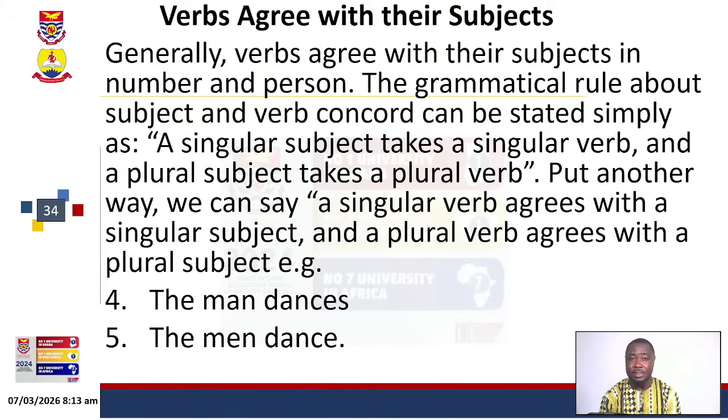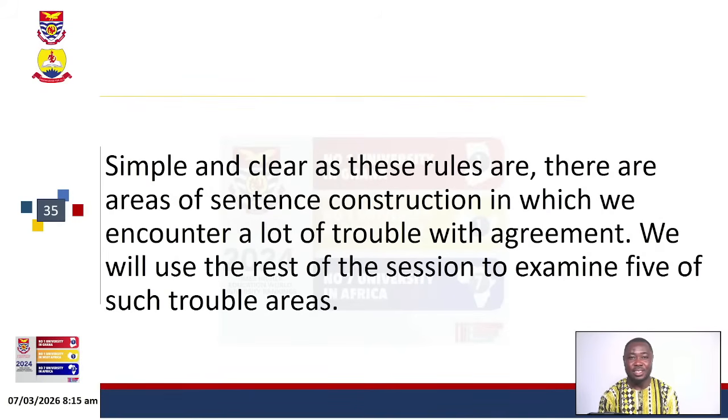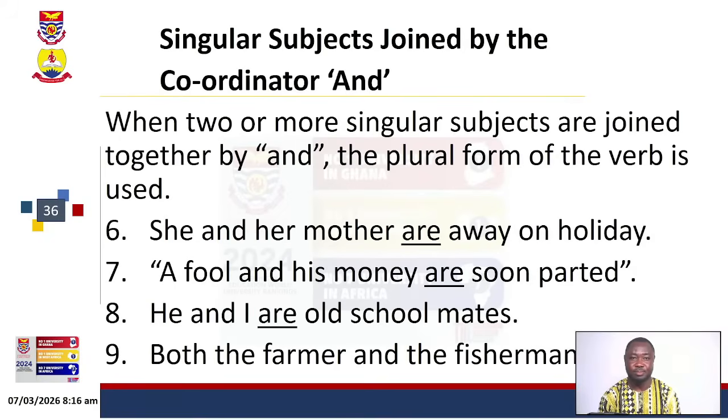The men dance. Now we have two or more men. So the subject has become plural, and the verb must change to plural too. The men dance. It's interesting. It will get more interesting as we move on. Simple and clear as these rules are, there are areas of sentence construction in which we encounter a lot of trouble with agreement. We'll use the rest of the session to examine five of such trouble areas.